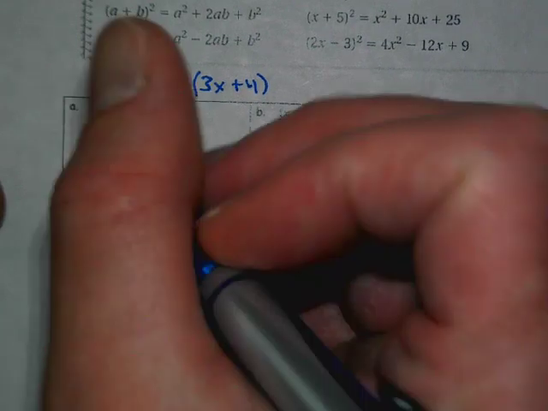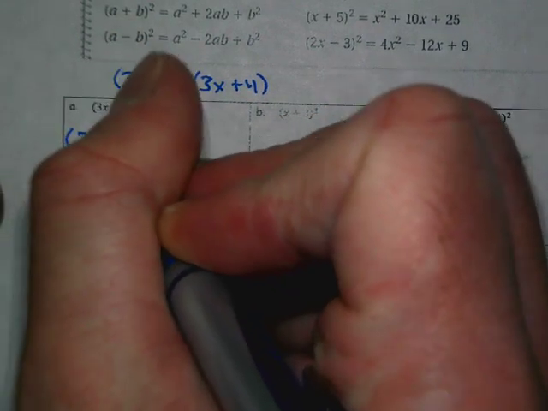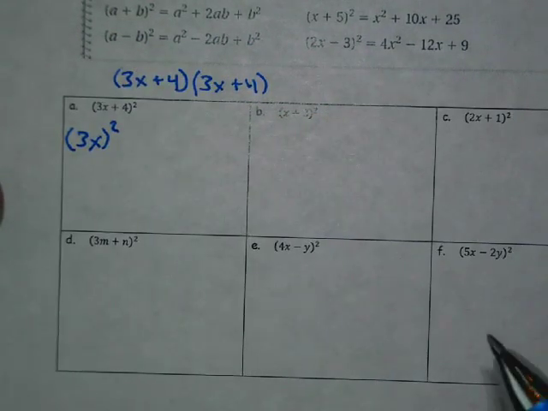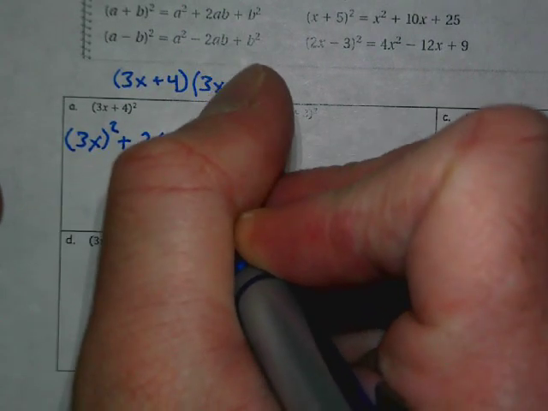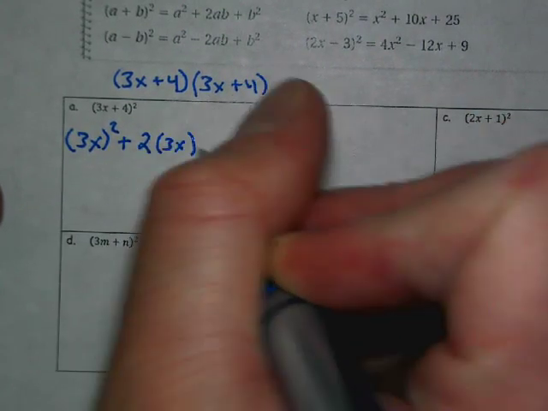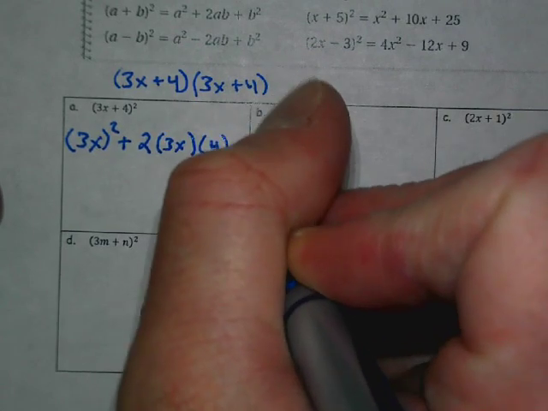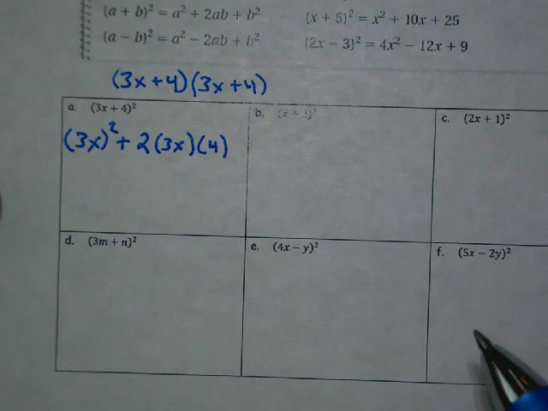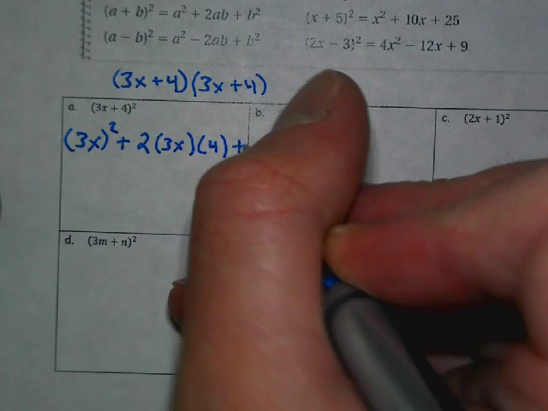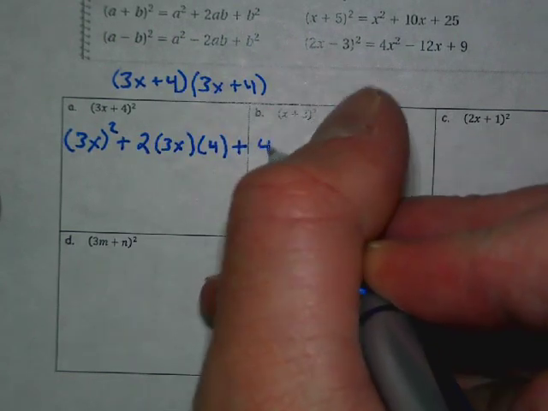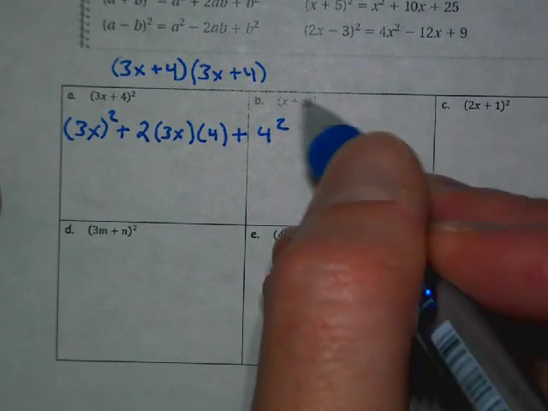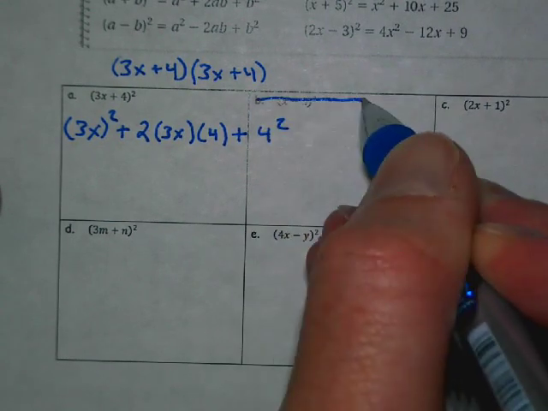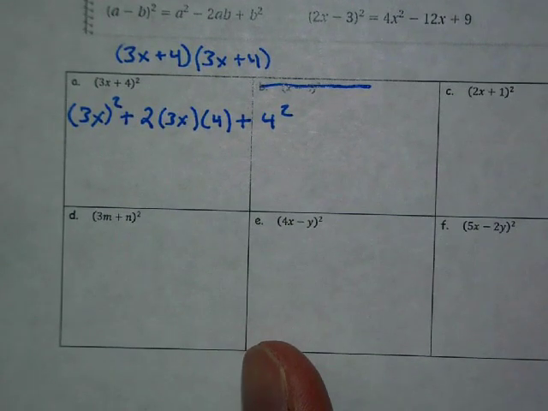Square the first term, which would be 3x squared, plus 2 times the first term, so times 3x, times the second term, which is 4, and then plus the second term squared, so 4 squared. These boxes are a little small, so we're going to do every other one. If you want to draw a line through B, we're going to skip that. Okay, from there, you would just simplify that.